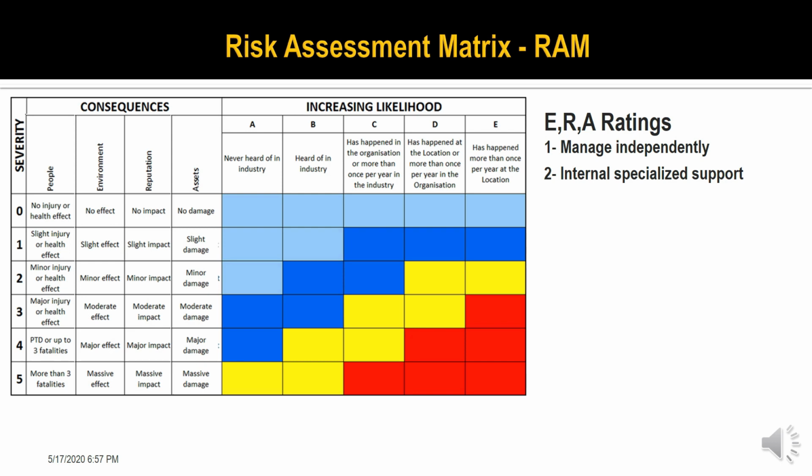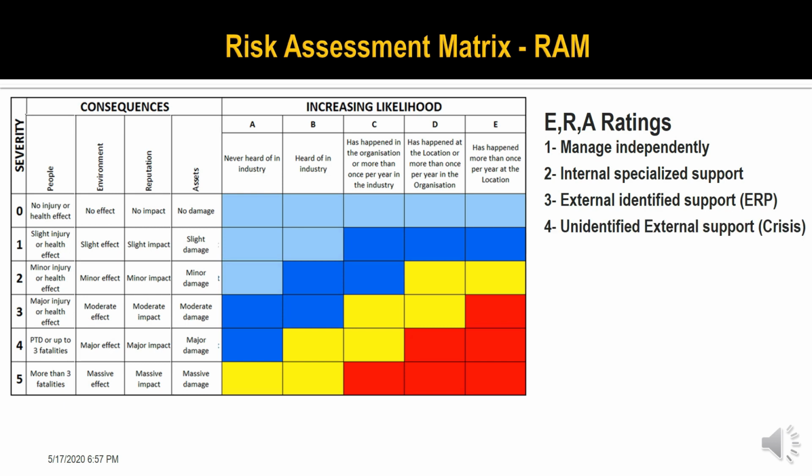The organization is also the same. Level 3 means externally identified support. Say a fire has taken place. If you can put down the fire by yourself with a little bit of damage, that is level 1. Internally specialized support means you call your emergency response teams to come. They come and start directing water hoses onto the fire. That is level 2. If you can't control the fire, you call external firefighters to come. That is level 3. Then comes level 4.